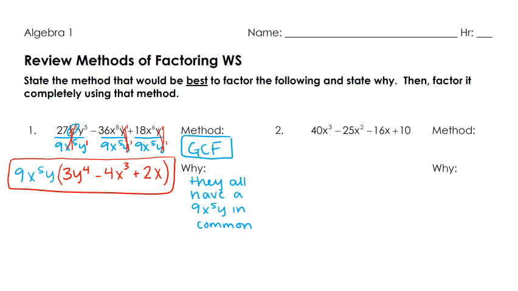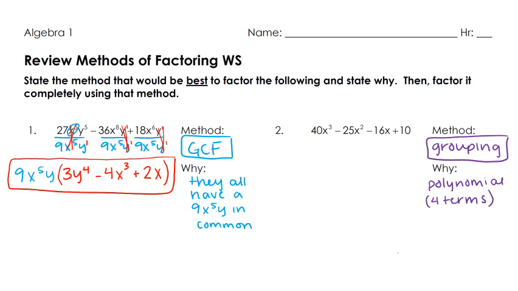So no GCF on this one, but then if we follow the rest of the flow chart, are there 2 terms? No. So then we go to, are there 3 terms? No. So then we go to, are there 4 terms? Yes. So then the method for this one would be factoring by grouping. And the reason being on this one is the fact that it's a polynomial, meaning there are 4 terms here. So that's why we're able to factor by grouping on this one.